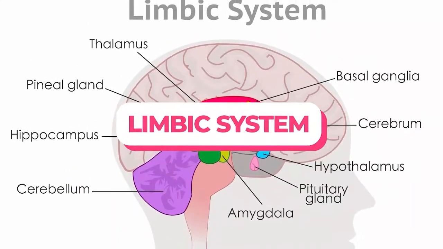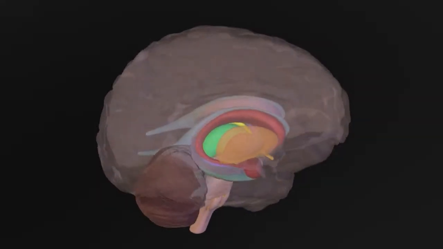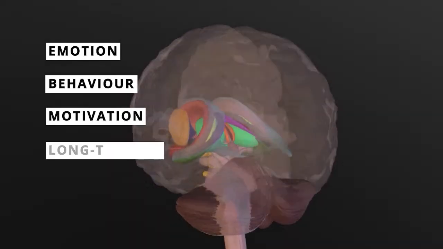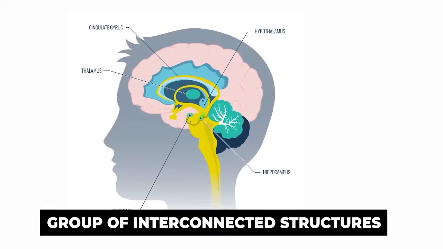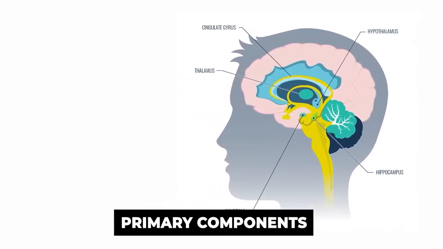Limbic system. The limbic system is a collection of structures in the brain involved in various functions including emotion, behavior, motivation, long-term memory, and olfaction. Limbic system is a group of interconnected structures. Here are some of the primary components.